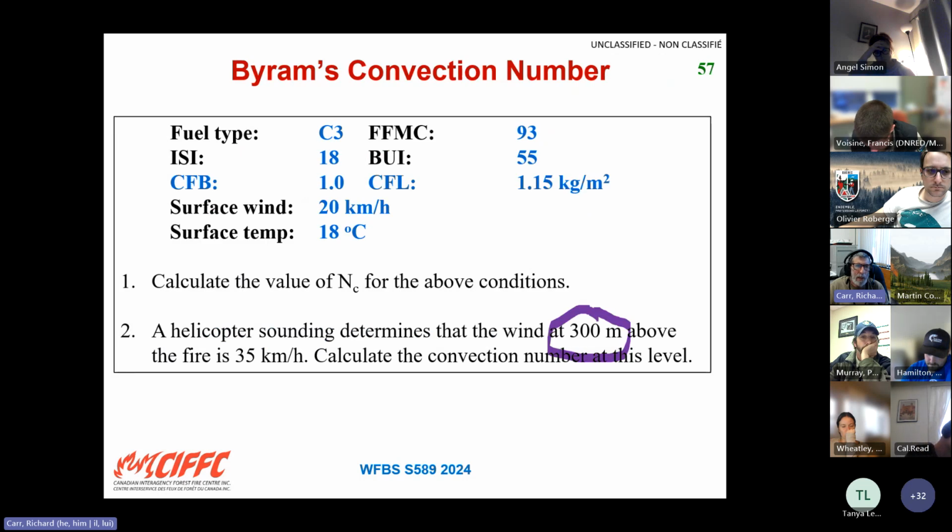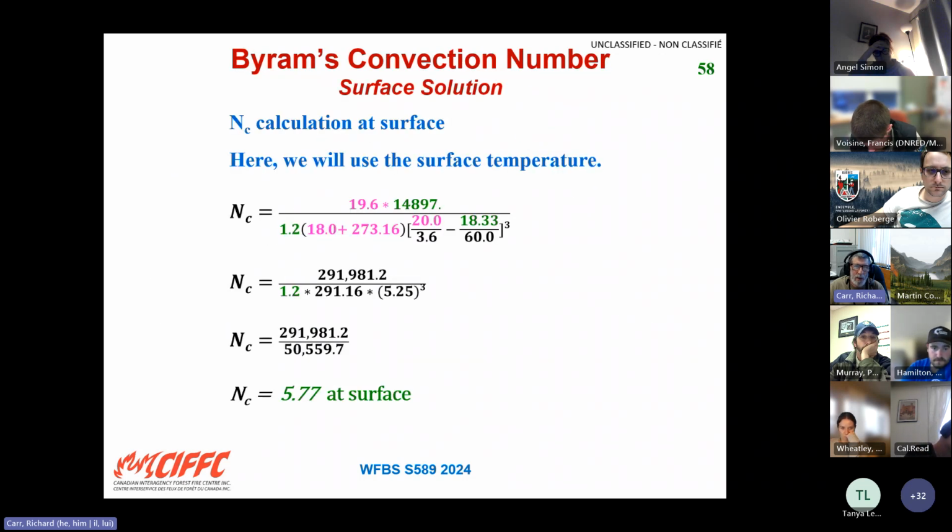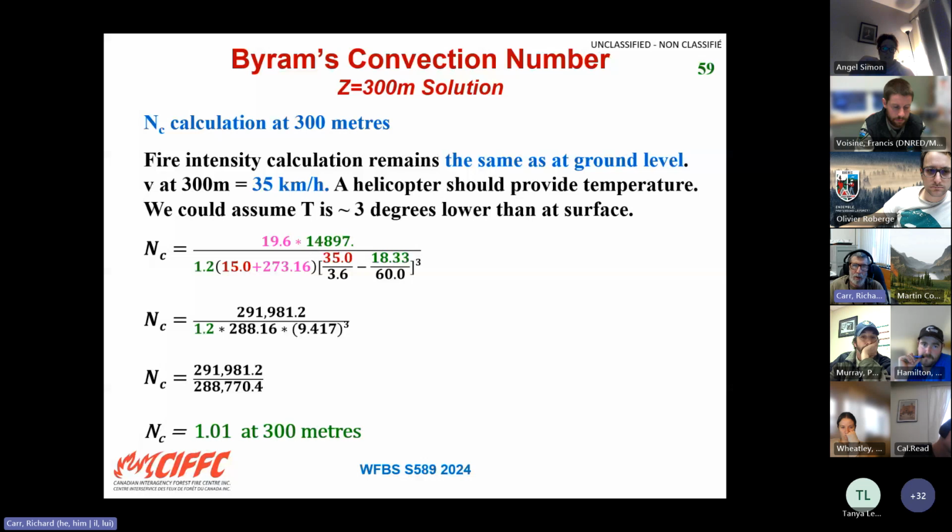But this part is not an assignment this year. I worked through it again and came out with roughly 5.8 at the surface, and about 1 at 300 meters. So they're kind of stabilized on that answer. But yeah, I won't torture you with going through all those calculations this year.